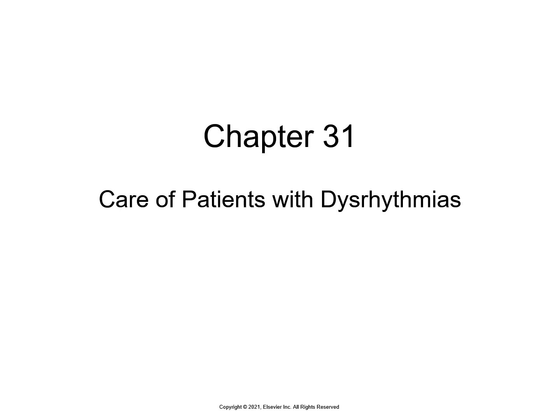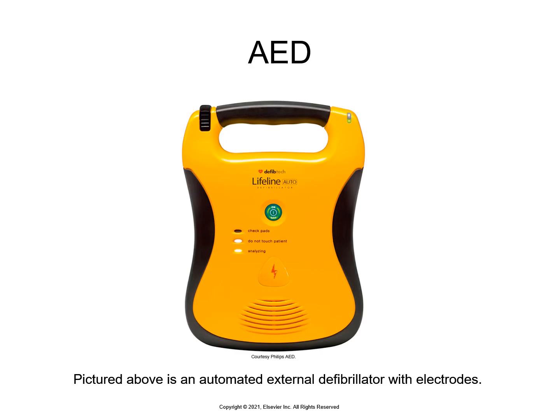This is chapter 31. It's the care of patients with dysrhythmias. This starts out showing you a picture of an automated external defibrillator. This is designed for use by non-professionals in emergency situations when defibrillation is required. It allows for earlier defibrillation, and when used, there's a greater chance of successful rhythm conversion and patient survival.